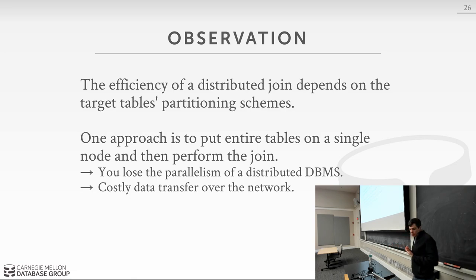So the easiest approach, as we saw in the beginning, was that we're just going to take every single table that we want to compute in our join, put it onto a single node, and then compute the join locally. But we're going to lose all the parallelism benefits we get from having additional resources. It may also be the case that the two tables we want to join don't even fit on a single node, right? And then we're sending a lot of data around and the join ends up failing.